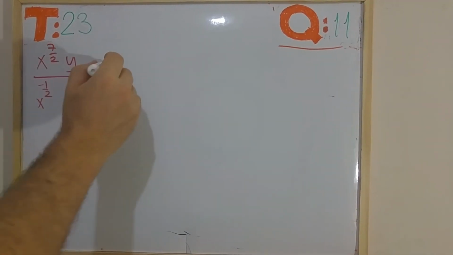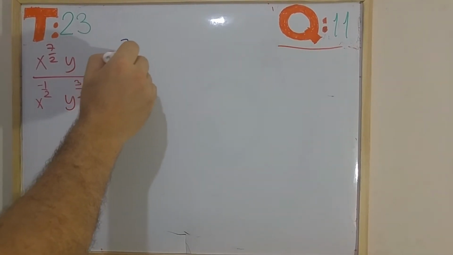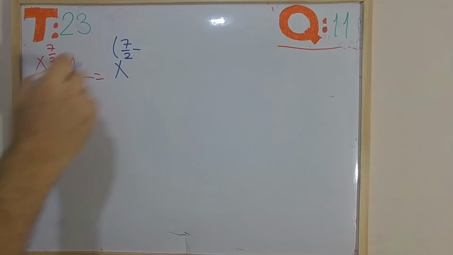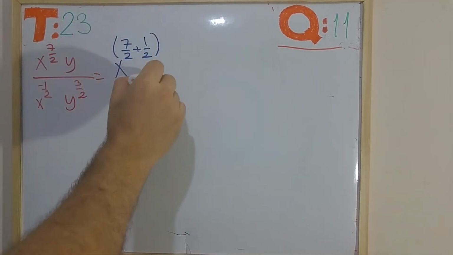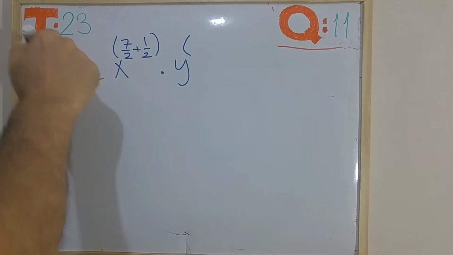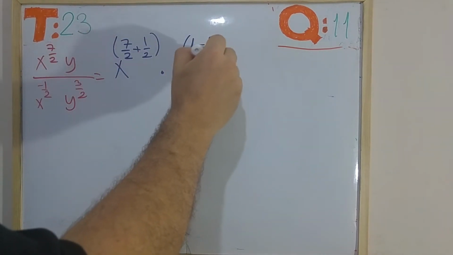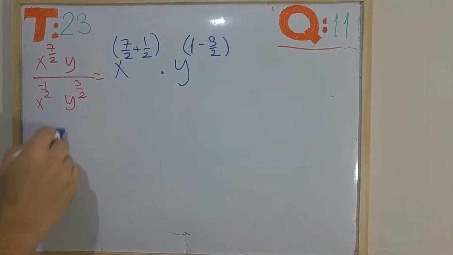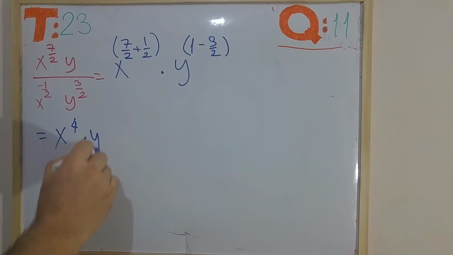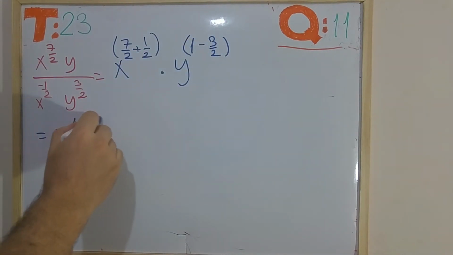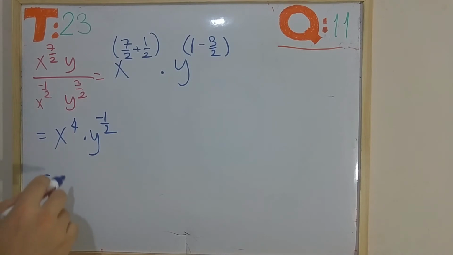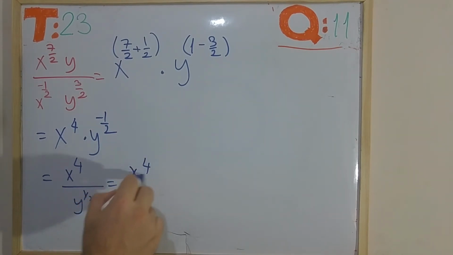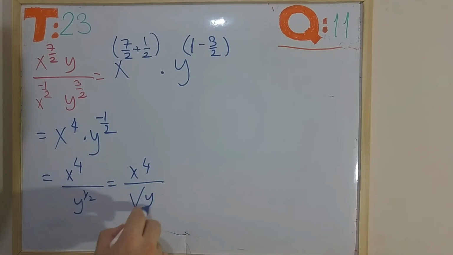This is actually equal to x to the 7 over 2 minus 1 over 2, so I make it plus, times y to the 1 minus 3 over 2, which makes x to the 7 plus 1 is equal to 8 divided by 2 is equal to 4, times y to the 1 minus 3 over 2 is equal to minus 1 over 2, which is x to the 4 divided by y to the half, or I can say x to the 4 divided by square root of y.